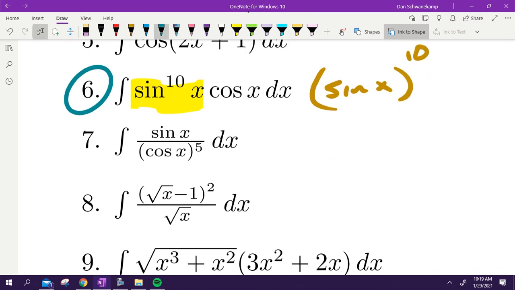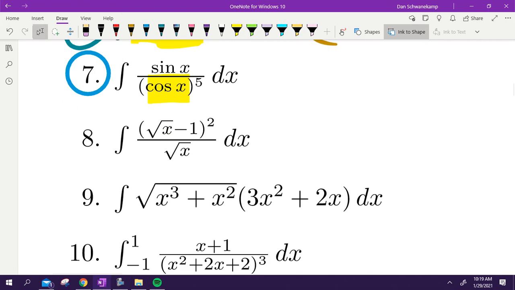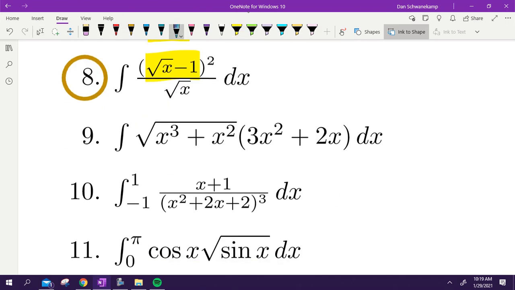On number 7, what do you think my u needs to be? Cosine x, the thing inside of parentheses, the thing being raised to the 5th power. On number 8, what do you think your u needs to be? The whole top. On number 9, what do you think the u needs to be? The one with the bigger exponent. Okay, that guy right there, that's bigger than 3x squared.